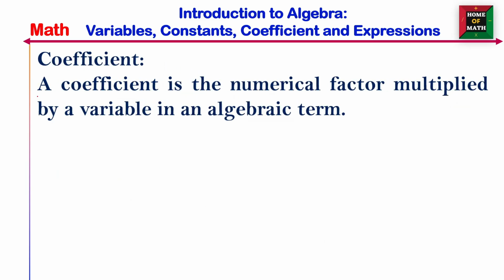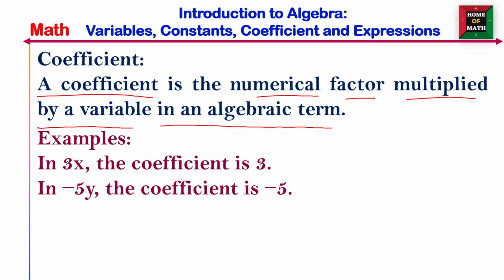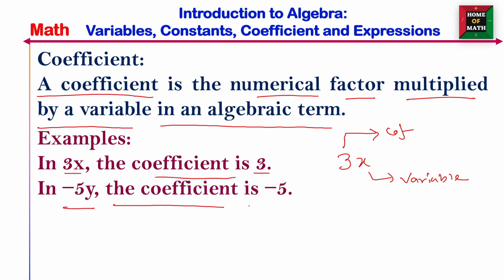Coefficients. A coefficient is the numerical factor multiplied by a variable in an algebraic term. Suppose 3x, where the coefficient is 3. In 3x, 3 is a coefficient and x is a variable. Similarly, -5y. The coefficient is -5 and y is a variable.